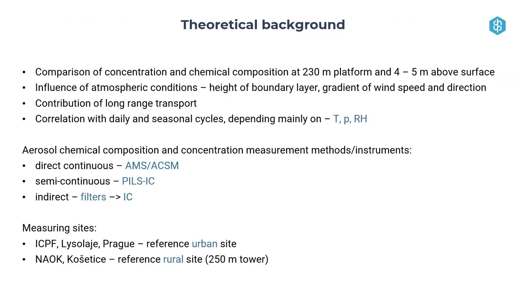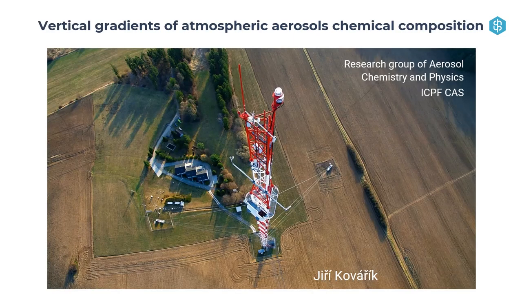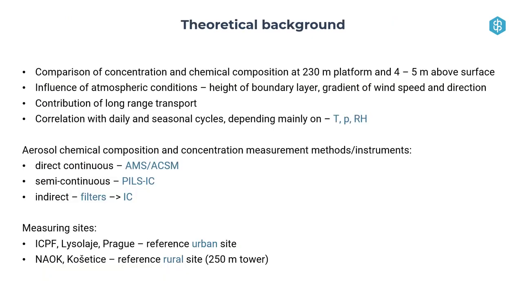A little bit of theoretical background. What we want to study is a comparison of concentration and chemical composition at a 230 meter measurement platform and 4 to 5 meters above ground. For that, we use this meteorological observatory tower in Košice. We also want to know the influence of atmospheric conditions, mainly height of the boundary layer, gradient of wind speed and direction, also the contribution of long range transport and correlation with daily and seasonal cycles, depending mainly on temperature, atmospheric pressure and relative humidity.